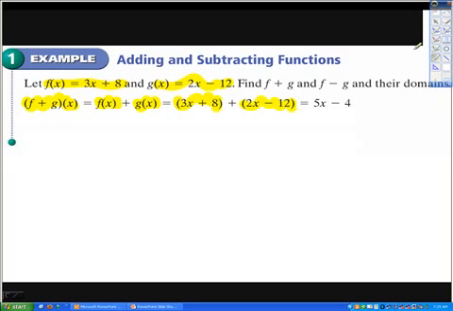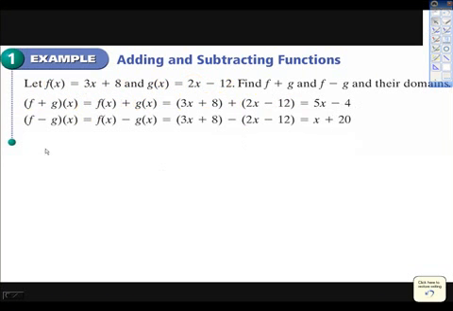And that's just a matter of combining like terms. We have the x terms, the 3x and the 2x, and we have the constants, the 8 and the negative 12. So 3x plus 2x is 5x, and 8 minus 12 is negative 4. So that is f plus g. The domain of this function is, since this is a nice linear function and we started with two nice linear functions, all real numbers.